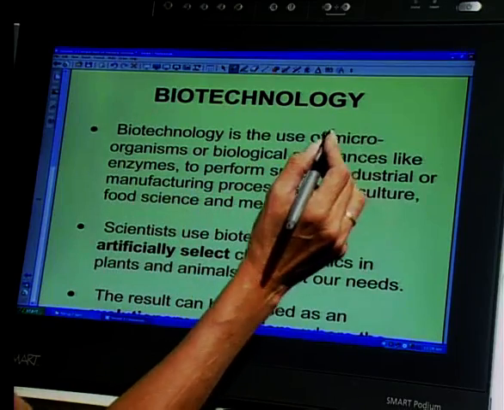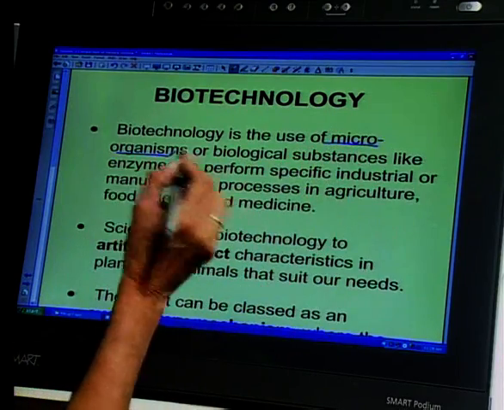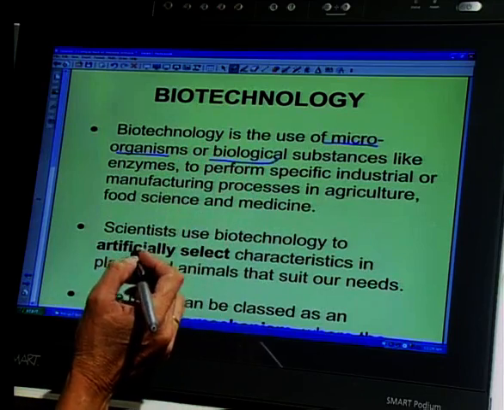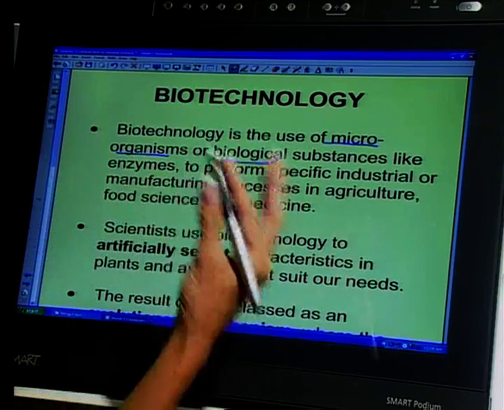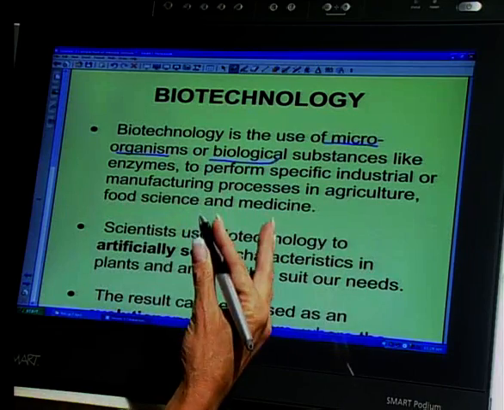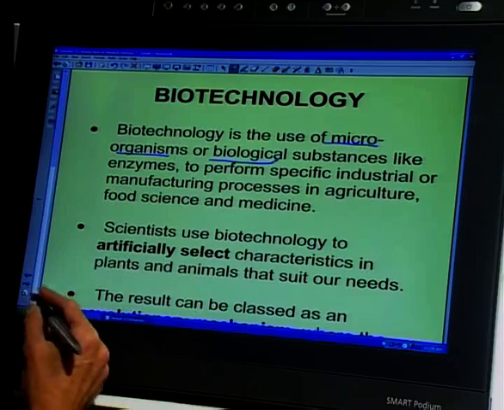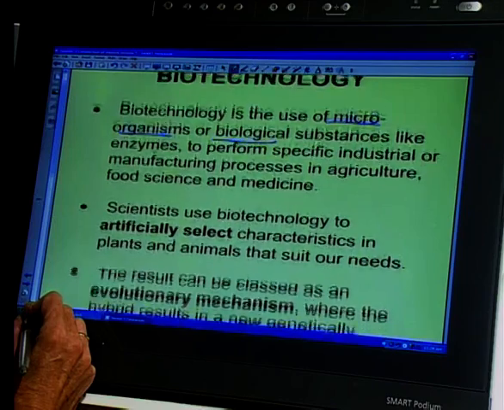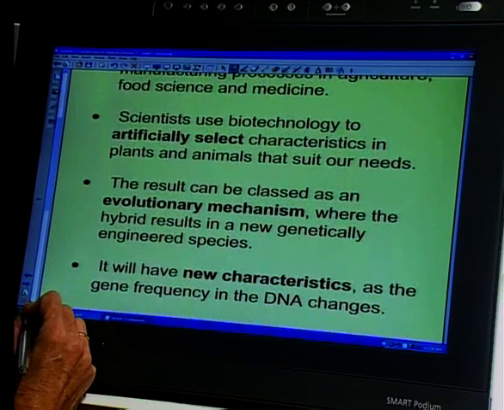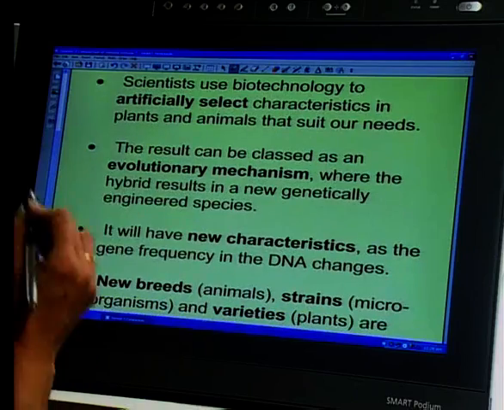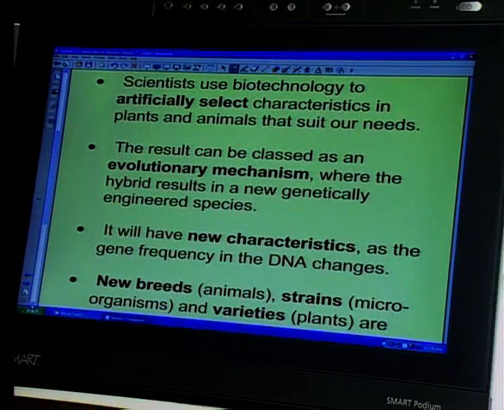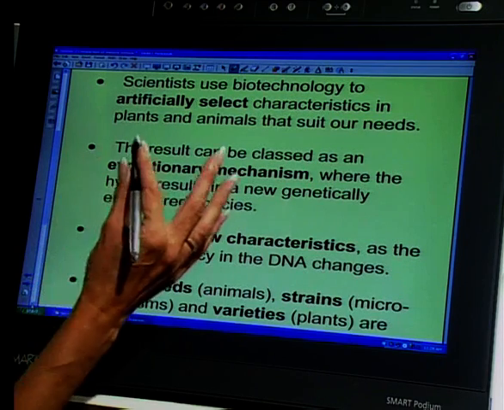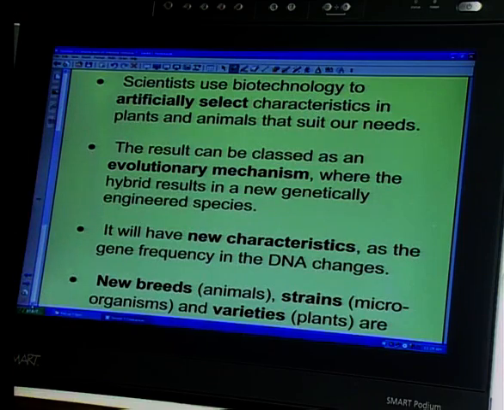So, biotechnology is the use of microorganisms and also biological substances like enzymes to perform specific industrial or manufacturing processes in agriculture, food science, and medicine. Now, if we look at biotechnology, we start looking at genetically modified foods, etc., and everybody has a little concern about it. But it has a positive to it. So we need it. We need a lot of food in this world. And if we don't have that food, it's not going to work.